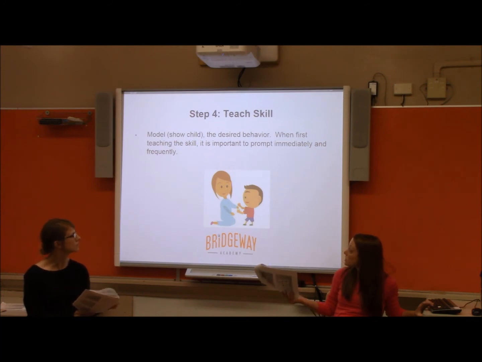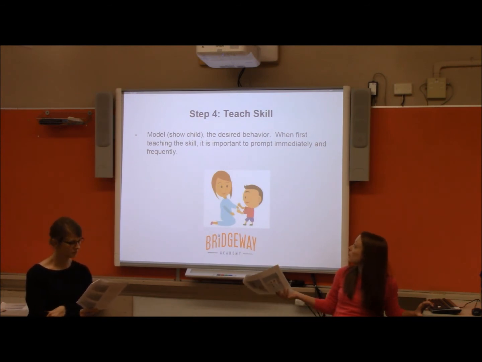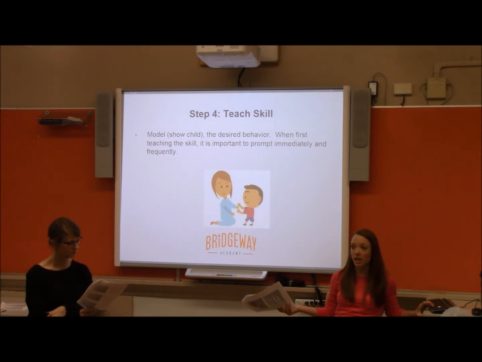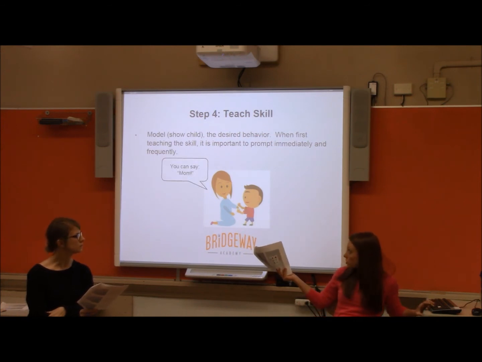So this is just an example of, again, modeling. You want to model or show your child what that desired behavior looks like when first teaching the skill. It's important to prompt immediately and frequently. So again, when you're first teaching that more functional communication mode, the child won't know the expectation. They've previously been reinforced by or for the less appropriate behavior. So it's going to be a change for them. So another, again, Carl's mom models what that looks like for him.